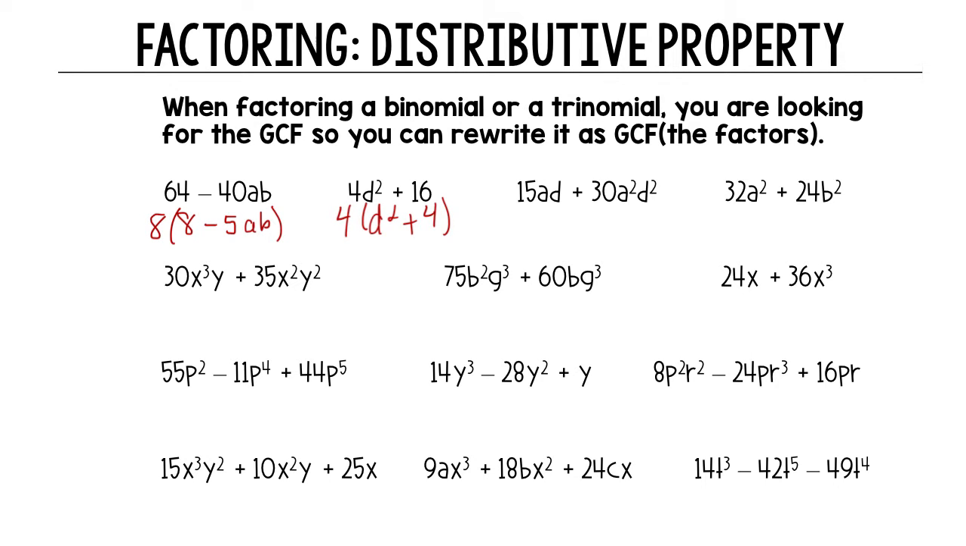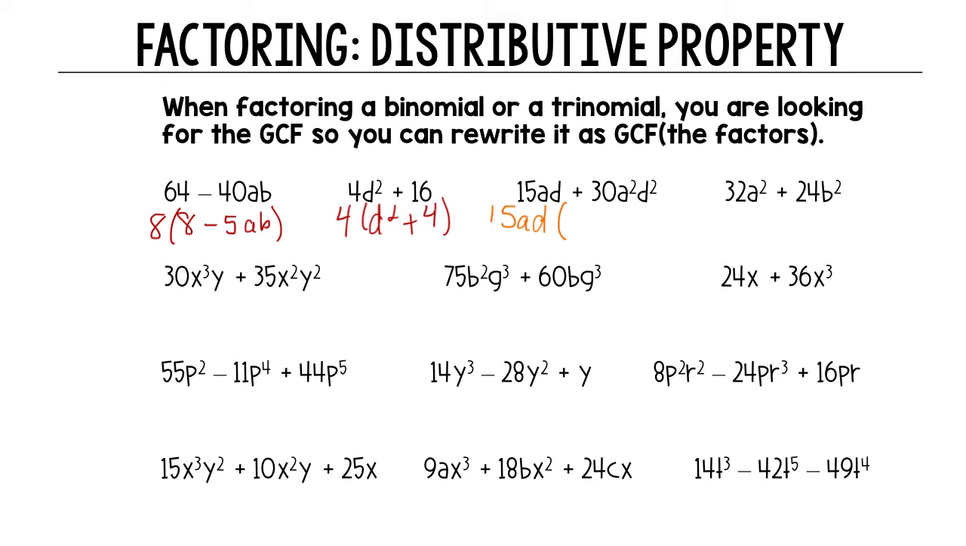Next, I've got 15AD plus 30A squared D squared. If I look at just the coefficients in front first, I can divide them both by 15. So I'm going to take 15 out front. They both have A. This one has 1 A, this one has 2 A's. So I can bring 1 A out in front. The first term has 1 D, the second term has 2 D's, so I can take 1 D out. And let's see what I have left.